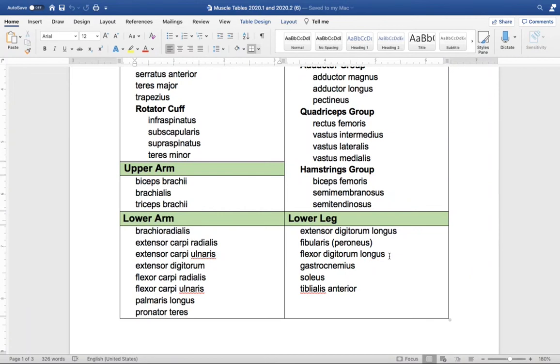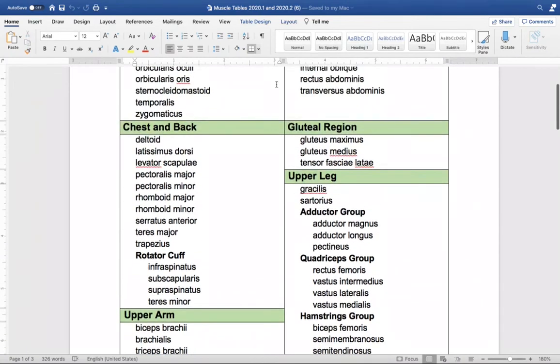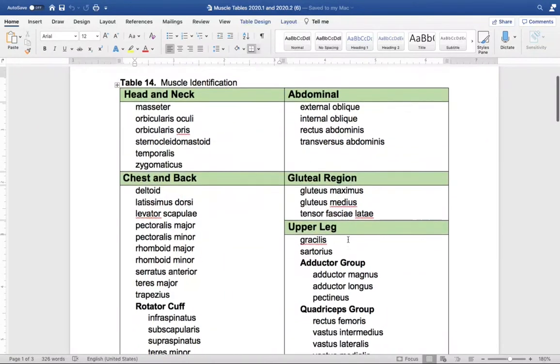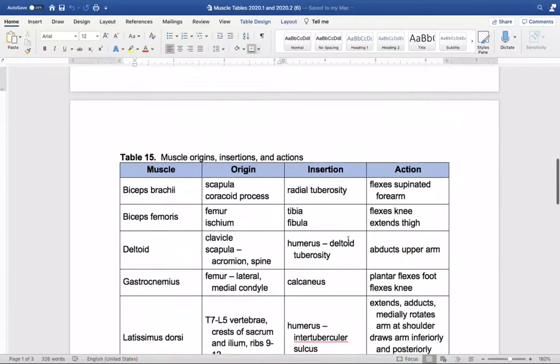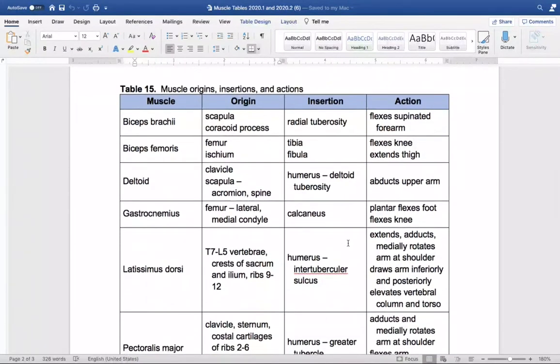So by now, you should be very comfortable with each of these muscles that I've just introduced once again in this document. Hopefully this will be helpful to you to keep all of the muscles that you need to know in order. Now we're going to move down to the second page and start discussing the origins, insertions, and actions of some of the muscles that we've learned in the past weeks.